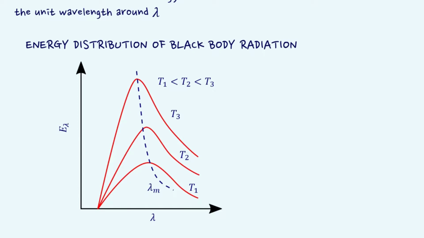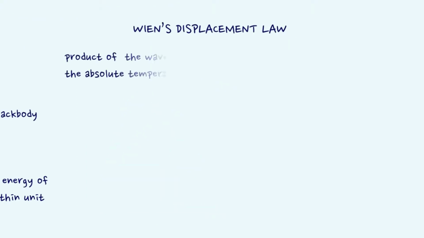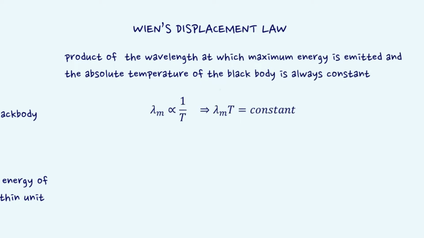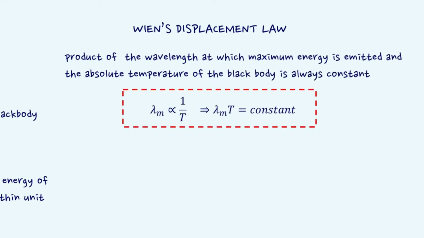Based on the nature of black body radiation, various laws were established. Wien's displacement law. This law states that the product of the wavelength at which maximum energy is emitted and the absolute temperature of the black body is always constant. That is, lambda m times T is constant.